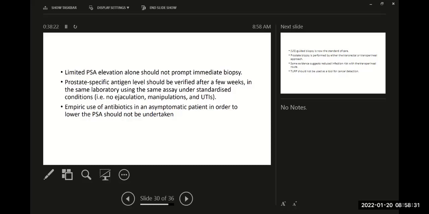If you compare PSA value number 1 and PSA value number 2 after antibiotic therapy, and then you take the decision for biopsy, then your biopsy would be a better biopsy yielding a better, positive result, rather than a biopsy taken on one PSA value. That is my impression. Okay, second, as they are writing, limited PSA elevation should not prompt immediate biopsy.